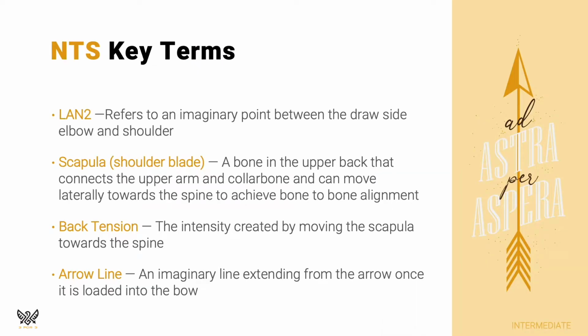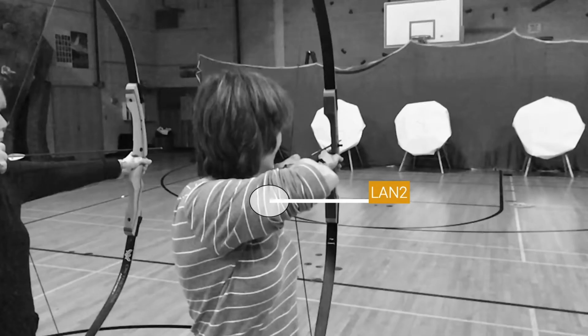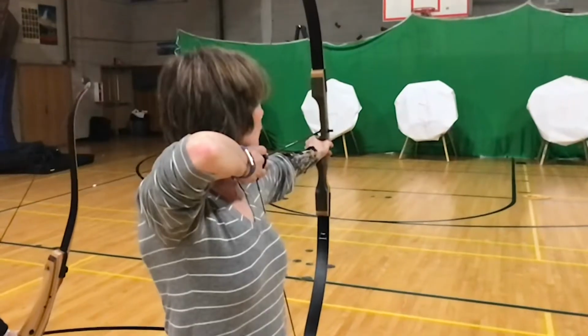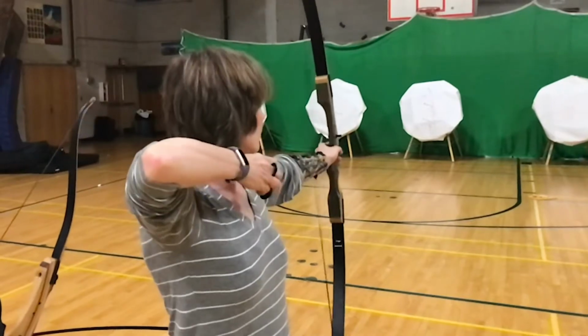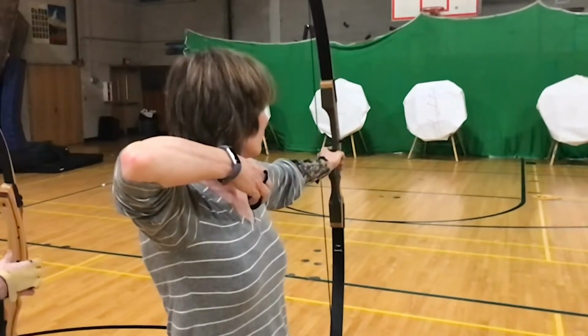All right, archers, we've got some key terms we've got to dissect so that you know what we're talking about in the video and in class. Land 2 is pretty straightforward. It is the point between your elbow and your shoulder, and that's going to be thought of as your tricep. That point is going to be focused on to come back and around with each step of the shot process. Land 2 leads the way.